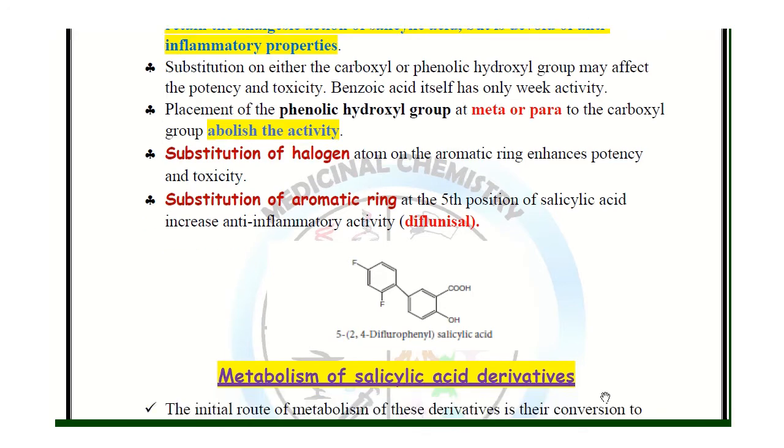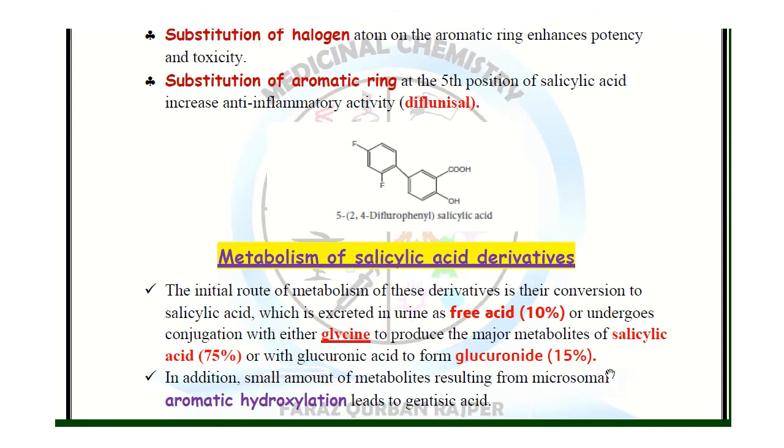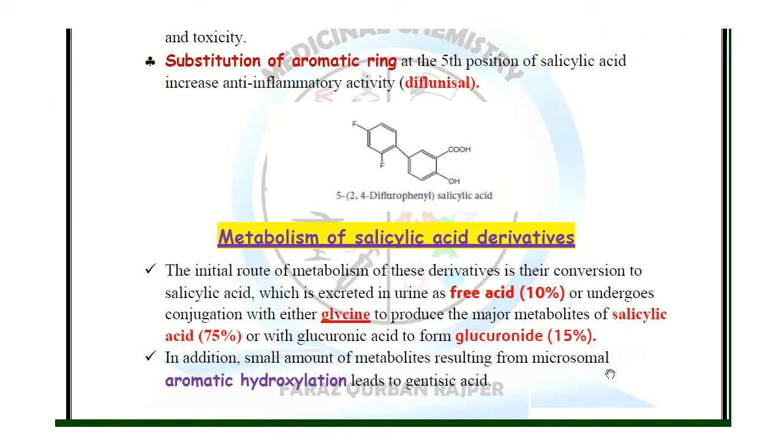Let's check out the metabolism of salicylic acid derivatives. The initial basic route of metabolism of these derivatives is conversion into salicylic acid, meaning the salicylate ion must first be converted by hydrolysis, and ultimately salicylic acid will be formed. That will be excreted as a free acid, 10%, or undergo conjugation. The major route of conjugation is with glycine. The glycine conjugate is the major metabolite of salicylic acid, about 75%, and almost 15% will be formed as a conjugate with glucuronic acid.